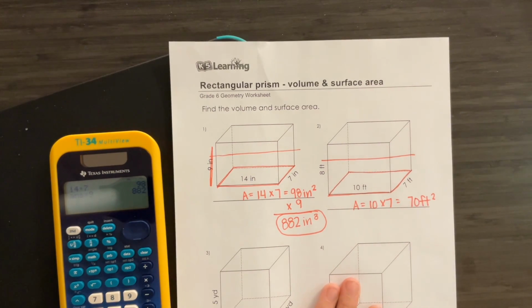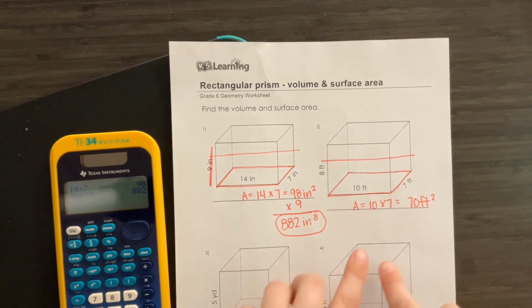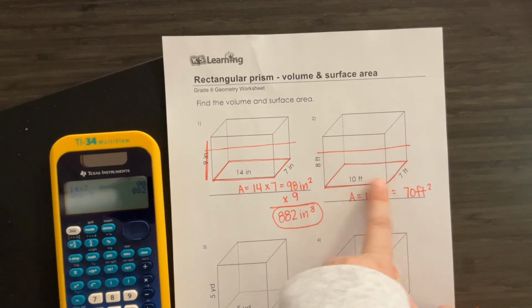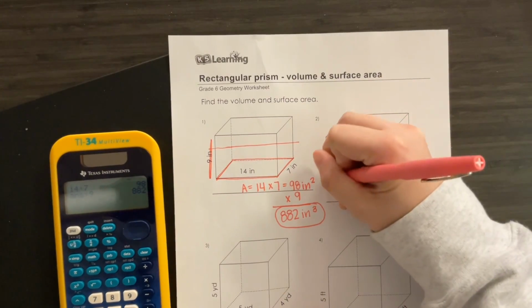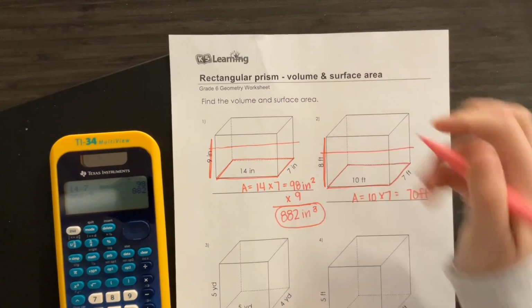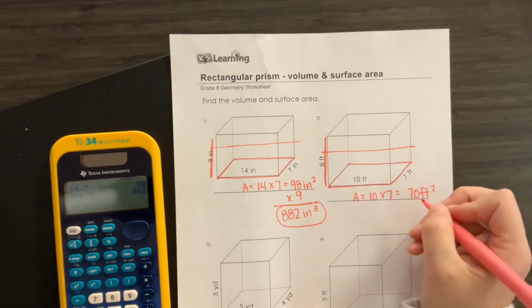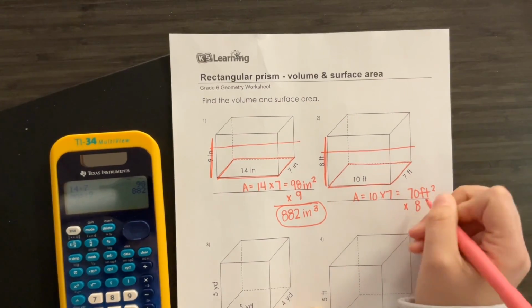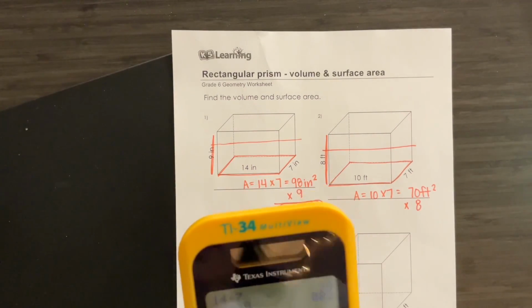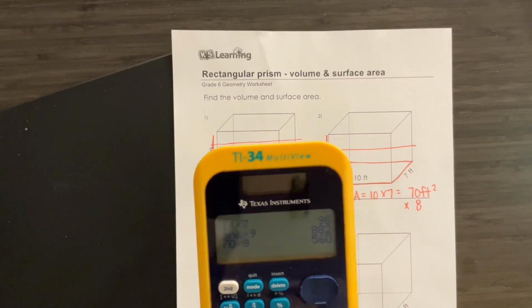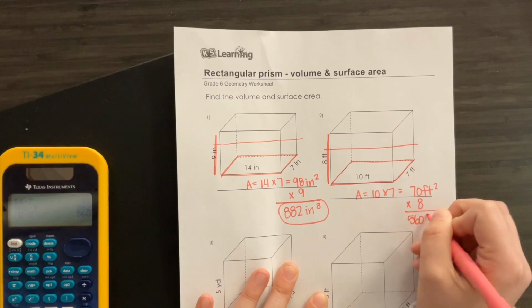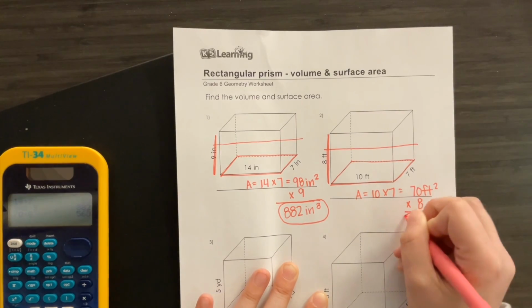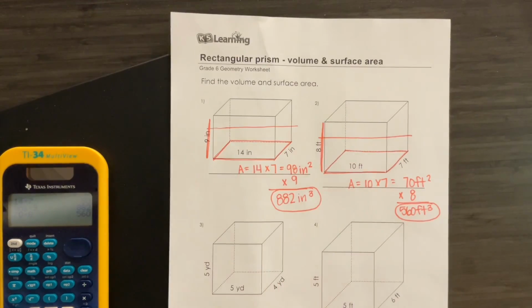Since it's area, it's squared, because that would only be a 2D object if we were just looking at this. But in order to find volume, I need to add this part right here and multiply by it. So I need to take this 70 times 8 to give me my answer, which would give me 560. So the volume of this rectangular prism is 560 feet cubed.